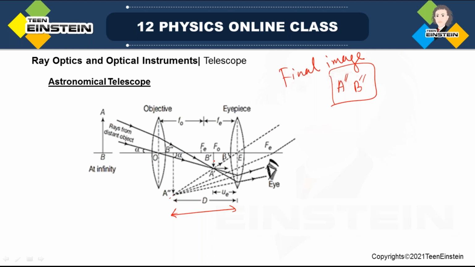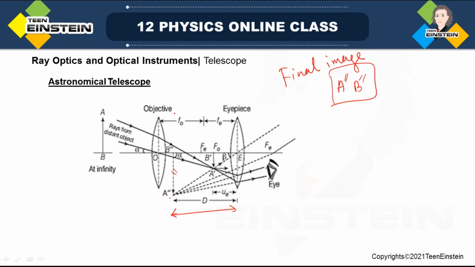It is created on the same side as the object A prime B prime, and it is enlarged and erect. Erect means the object and image heights have the same sign, either both positive or both negative. In this case, both are negative, according to our sign convention in ray optics.